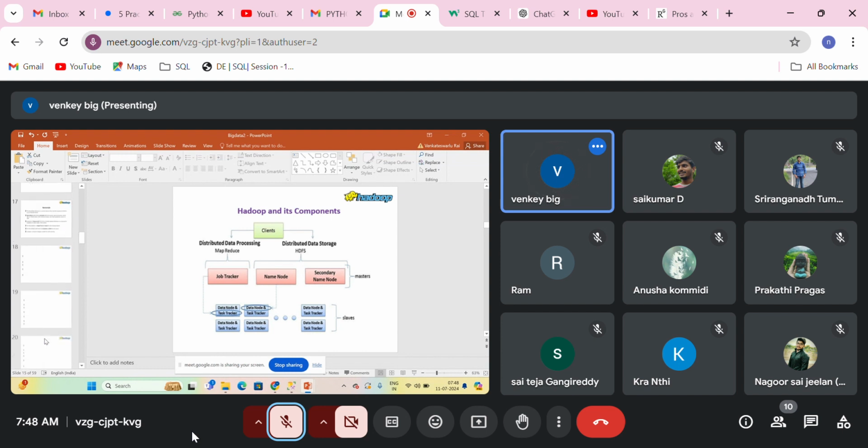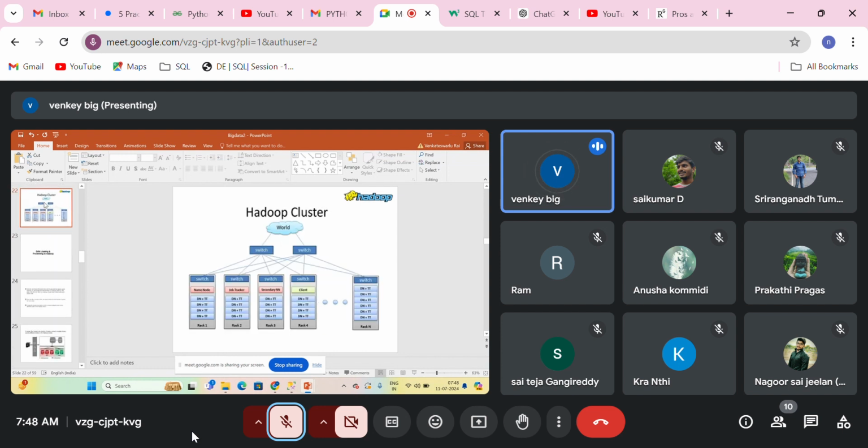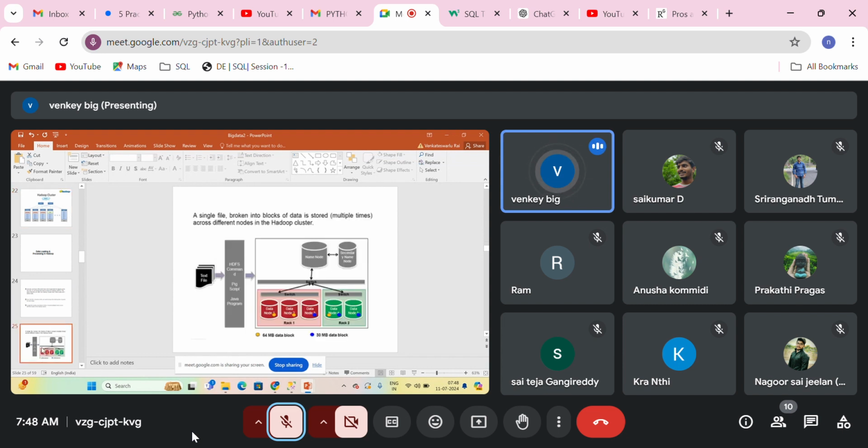See here. This is how your Hadoop runs. There will be a master node, and there will be multiple data nodes. Node meaning server. So master server and multiple slave servers.